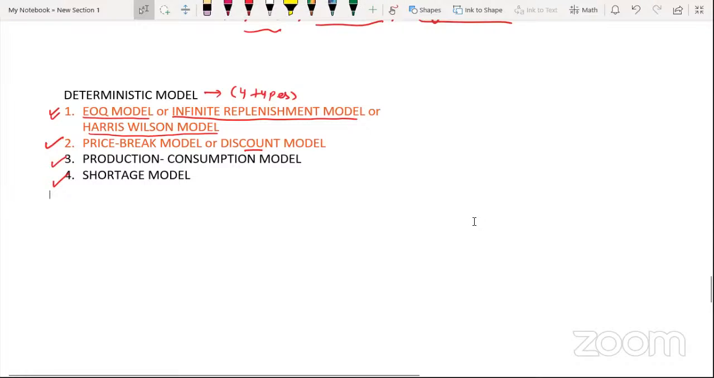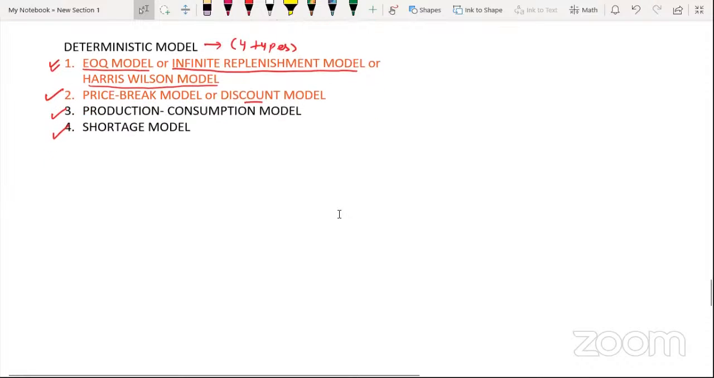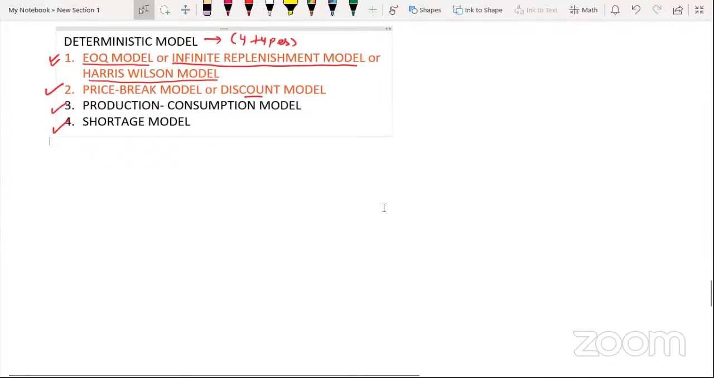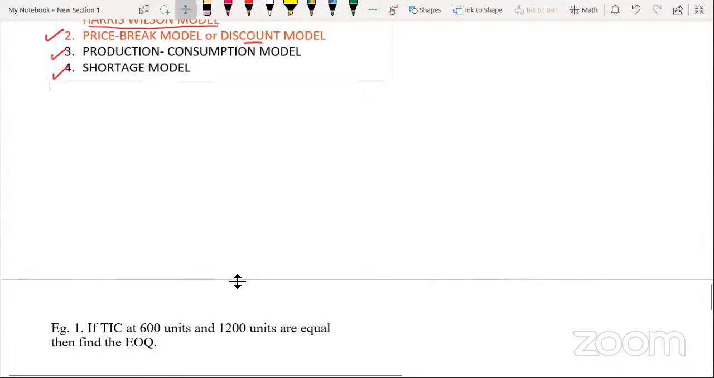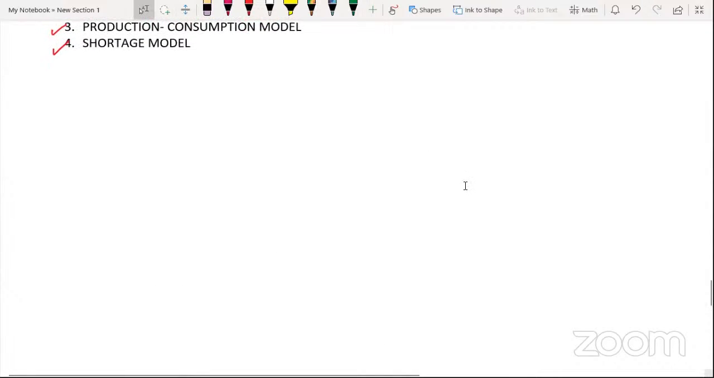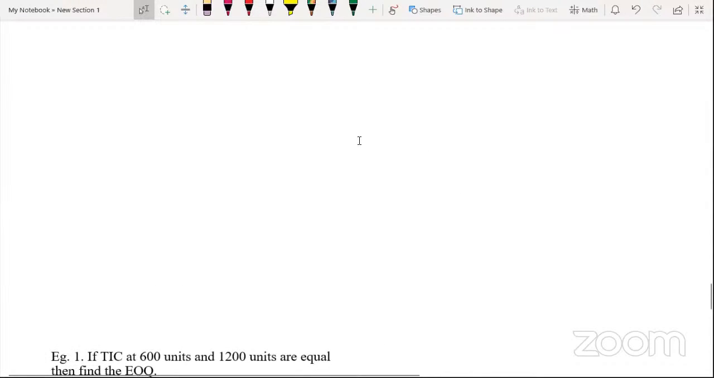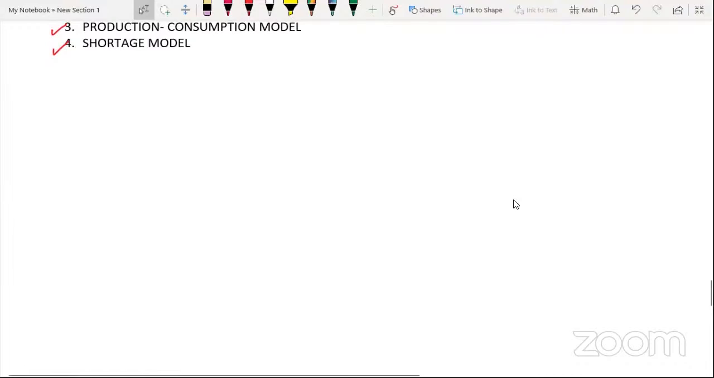We will talk about each and every model in detail in this lecture and in upcoming lectures. So the first model is the EOQ model. The formula we have already derived earlier. The other names also you must remember.